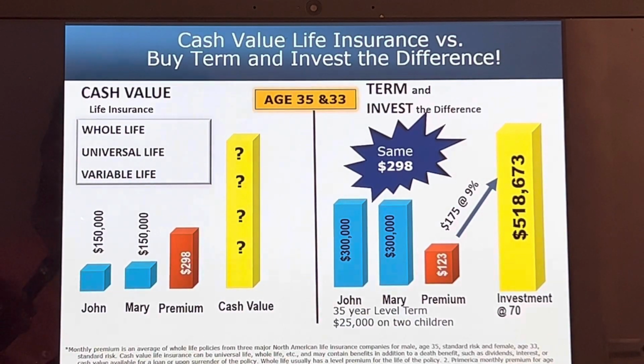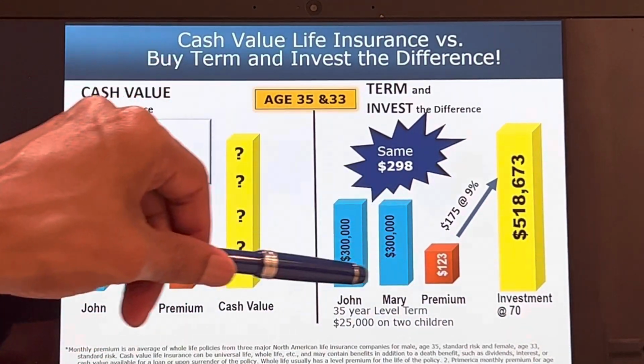But think about this. Here's something even better. Let's say, which a lot of people are, that neither one of them is dead by age 70, okay? If neither one of them dies by age 70, guess what they can get?